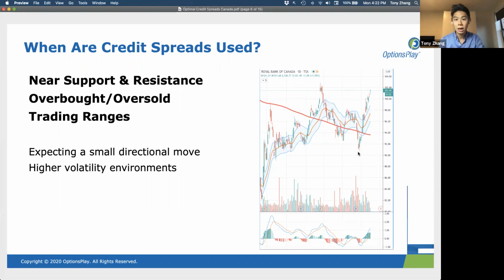Please type 3 into the chat window if that makes sense to you as to when you want to consider using a credit spread. Okay, I see a lot of 3s.